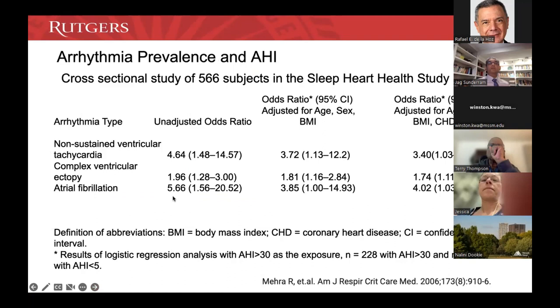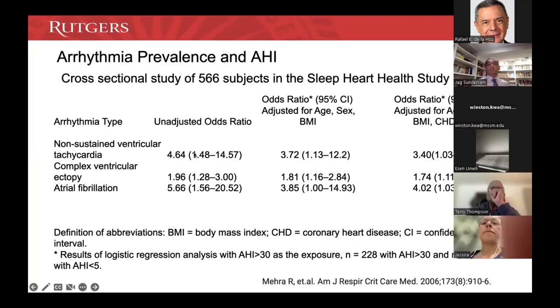So let's look at the data out there though. If you look at the cross-sectional studies, again from Sleep Heart Health, this is a small number of subjects relative to the other studies that were done. This was done by Reena Mehra and published early in 2006. She showed that yes, there was an unadjusted odds of almost five-fold increased risk for AFib, for instance, and for other arrhythmias. But as you adjusted for other covariates, including age, sex, and BMI, the one thing that did stand out was both for complex ventricular ectopy.